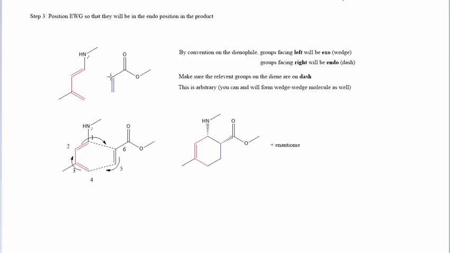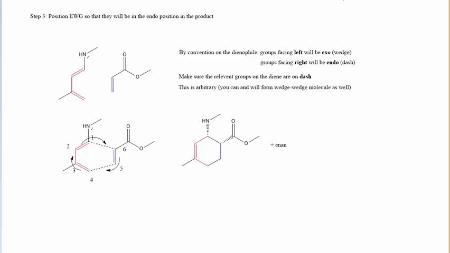If there was a second group coming off here, that would be on a wedge. So this is the endo product. Because this convention, that this is on a dash and this is on a dash, is arbitrary, you could also have the enantiomer, which is going to be a wedge and a wedge. Okay?